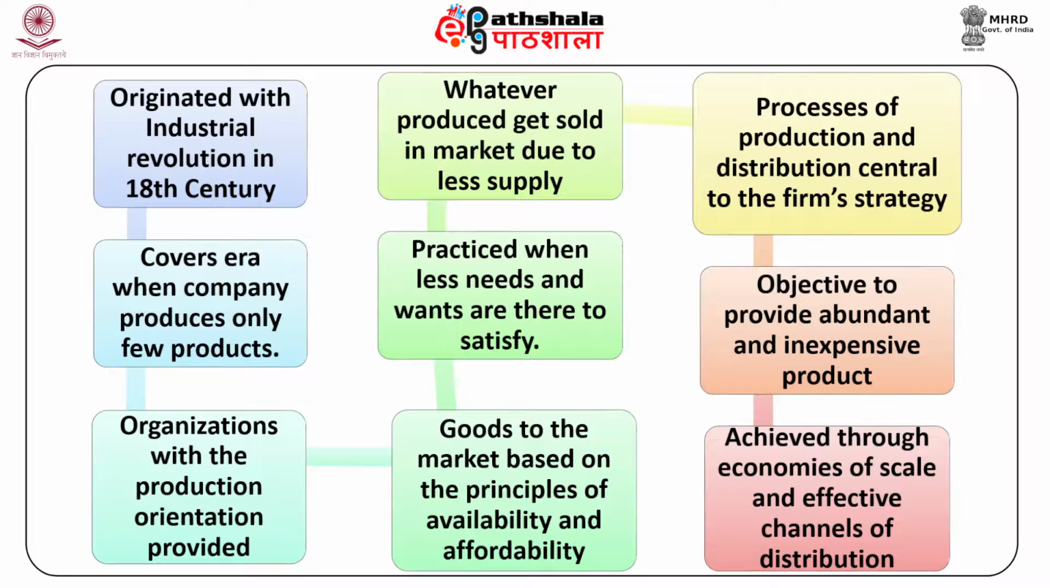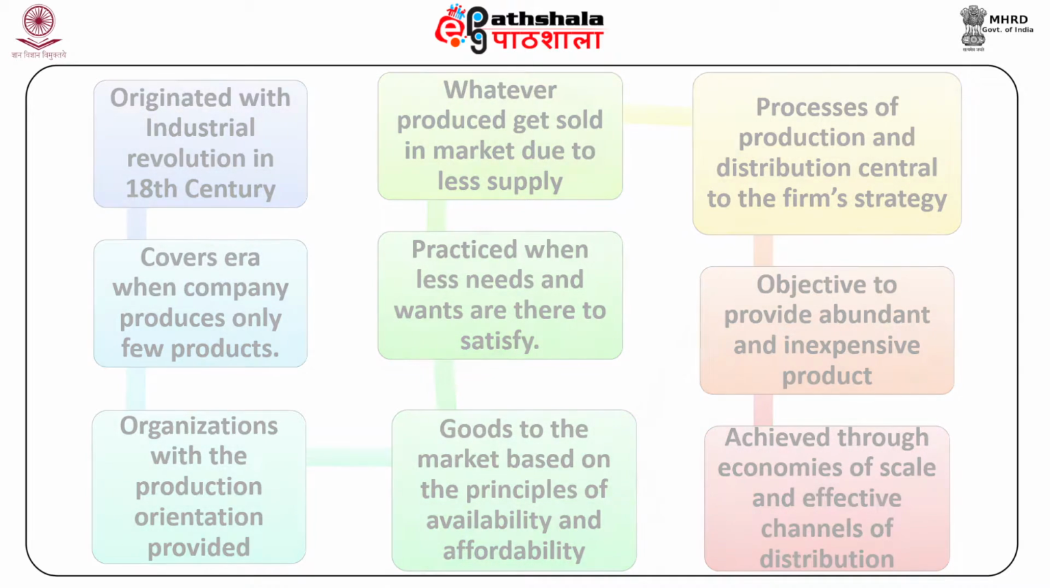The business organization was governed by the objective of ensuring that the product was available in abundance and was not expensive. This objective was realized through achieving economies of scale in production and through having effective channels of distribution. This strategy helped firms to expand their market.